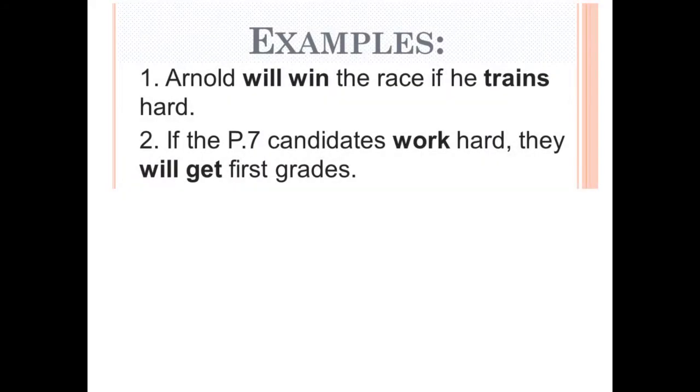Sentence number 2, if the P7 candidates work hard, they will get first grades. Now you can see, as we said in the first lesson, the moment we begin our sentence with the conditional clause, we must supply a comma at the end of the conditional clause before we can introduce the result clause. And now, looking specifically at the tense, the verb work represents the present simple tense, and the words will get represent what we call the future simple tense.